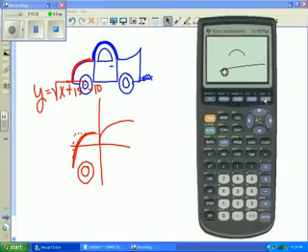I want to make it a lot taller. How am I going to make it a lot taller? Well, that's going to be an A value. So I'm going to go here and I'm going to insert, second insert, in an A value. And I have no clue. I'm going to try an A value of 5. And we'll hit graph and see what that does.